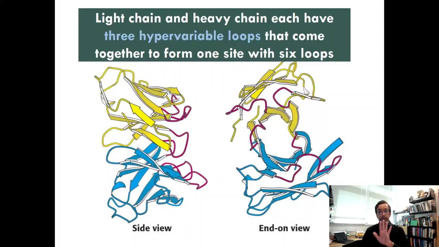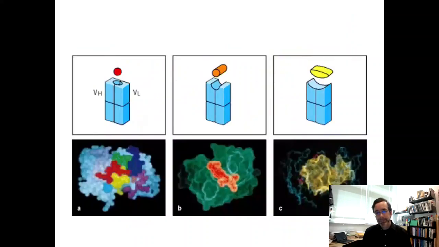The end-on view is shown on the right, and you see how those 6 loops are arranged, and they make a surface. I like to think of this as the last thing the fish sees before the shark eats it. This is the last thing the antigen sees before the antibody binds it. It has these 6 loops that are kind of like teeth coming at it. So the loops are making a binding surface that will stick to the antigen. And these loops are flexible. That means the antibody can accommodate different sizes of antigen.